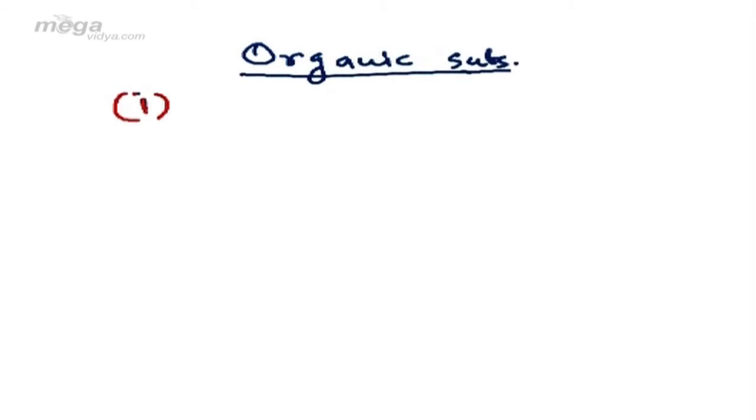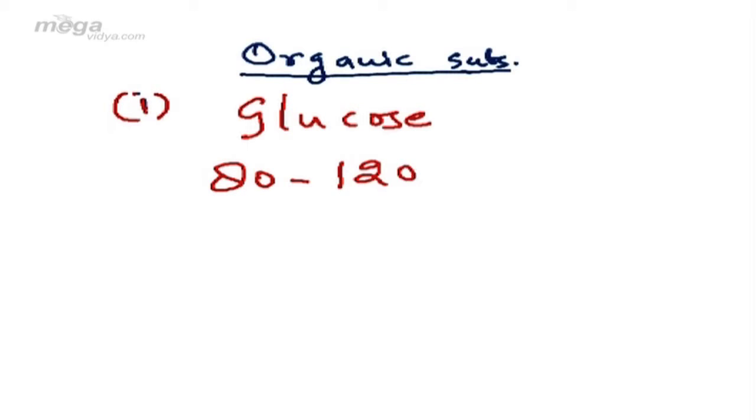The organic substances in the plasma are: number one, glucose. The glucose level in the blood, or plasma, is 80 to 120 milligram per 100 ml of blood.